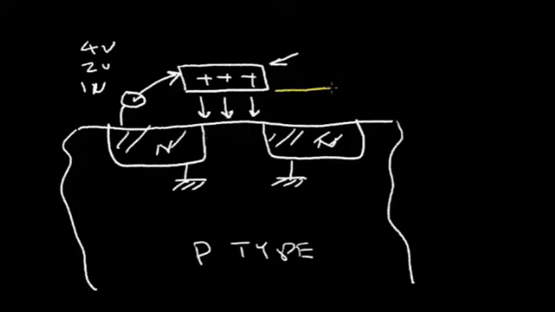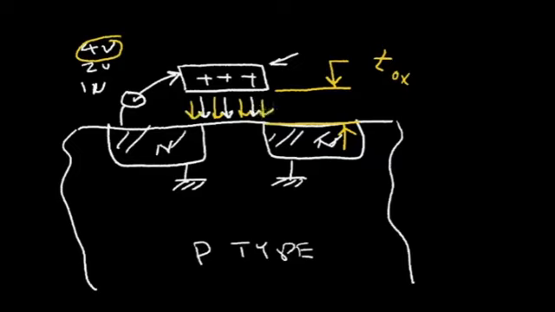Now, the thinner I can make this insulating material, the thinner this dimension, that I'll call T-ox for the thickness of this oxide layer, the thinner or the smaller T-ox, the greater this electric field. And the higher the voltage, if I go to 4 volts, the stronger the electric field. So 4 volts will be stronger than 1 volt. It will produce a stronger electric field.